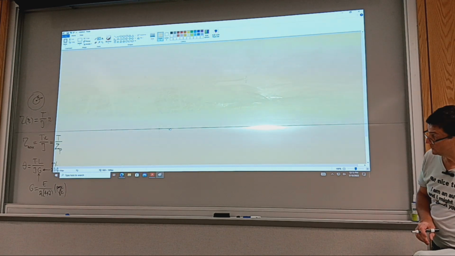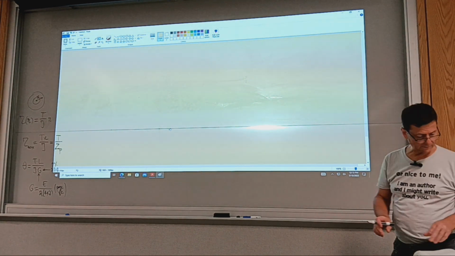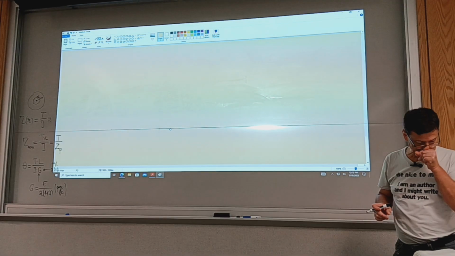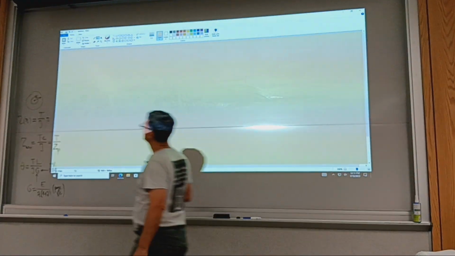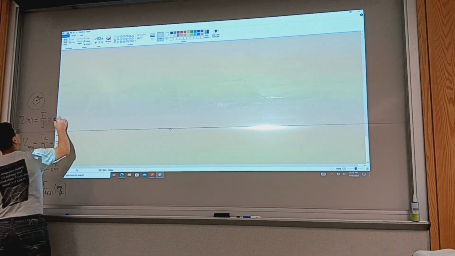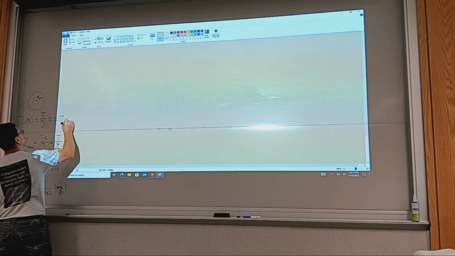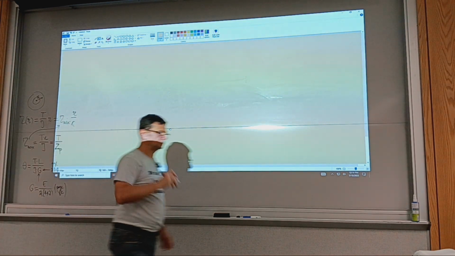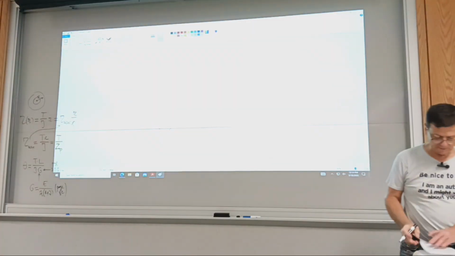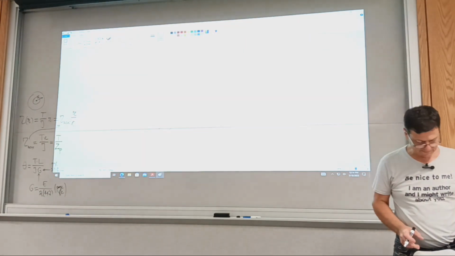Let's see. So yeah, I think I have the equation. Equation 4.9 in the book is listed as tau is tau max times R over C. So in the book you see tau max, which comes from here, times R over C, but it gets you to where you see here.